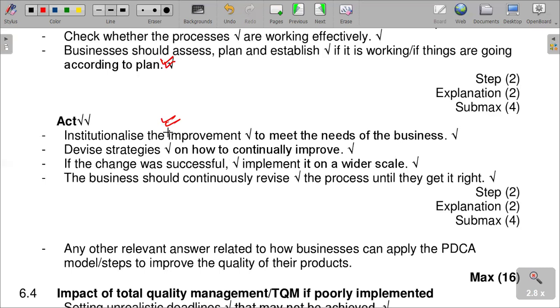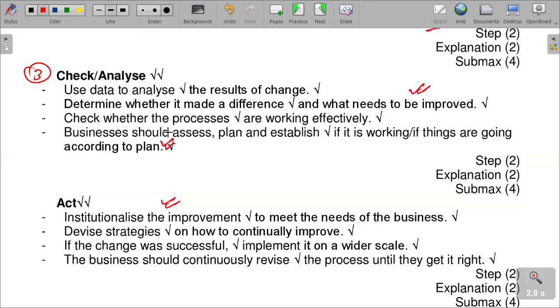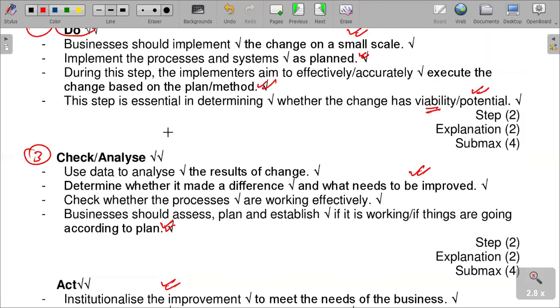Diversify the strategies on how to continually improve on the action. I'm saying there is diversification on how to continually improve, and also, if the change was successful, implement it on a wide scale. Remember, on the check and analysis we also talk about that. We also understood that in terms of the action, it must be on a small scale.